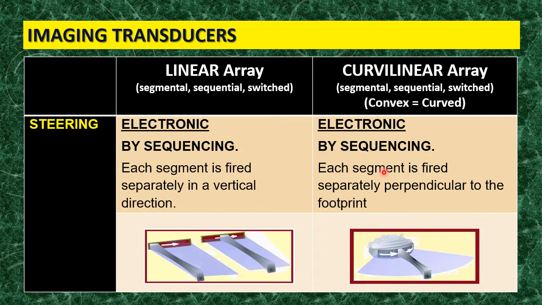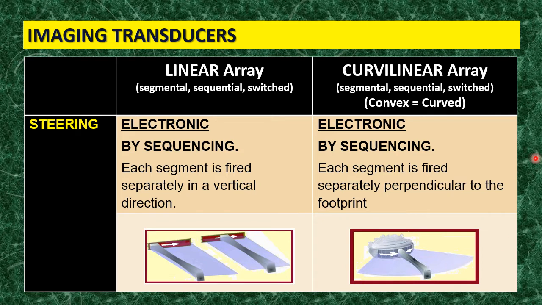How about the curvilinear? It's the same pattern. Everything is the same: sequencing and groups of elements, and each group will be responsible for each scan line. But what happens here? The scan line comes out from the surface of the probe perpendicular to the surface of the probe. So at this point the perpendicular line will go this way, and at this point the perpendicular line will go that way. That's why the active elements here are fanning away. They are not parallel. They are coming out in a fan direction. So the far field is wider than the near field.